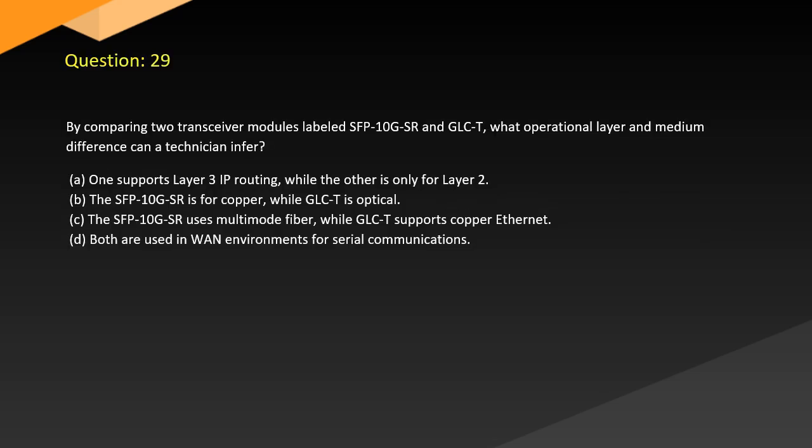Question 29. By comparing two transceiver modules labeled SFP-10G-SR and GLC-T, what operational layer and medium difference can a technician infer? A. One supports layer 3 IP routing, while the other is only for layer 2. B. The SFP-10G-SR is for copper, while GLC-T is optical. C. The SFP-10G-SR uses multimode fiber, while GLC-T supports copper Ethernet. D. Both are used in WAN environments for serial communications.